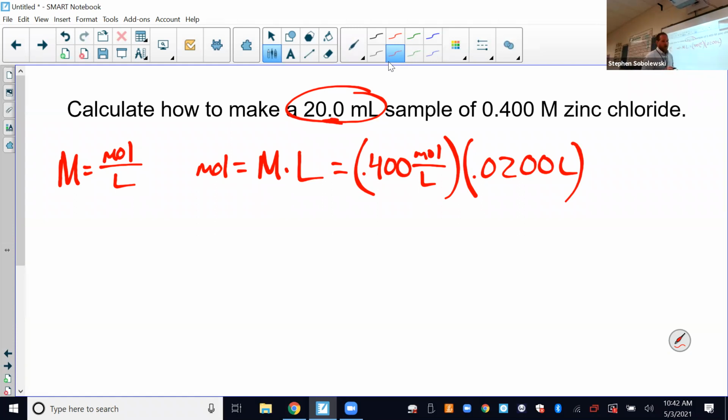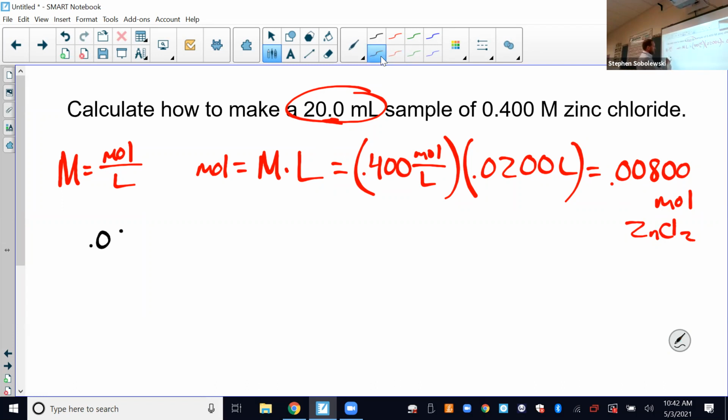All right, calculator. 0.400 times 0.0200 gives me 0.008. But we're going to add those 2 extra zeros at the end for sig figs: 0.00800. And my unit, liter cancels liter, is moles. So that's how many moles of zinc chloride we need. I could even write ZnCl2. And now we just need to convert that to grams.